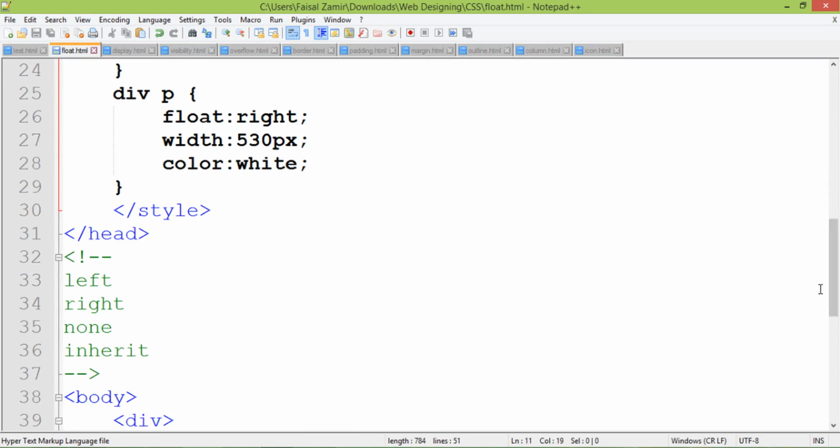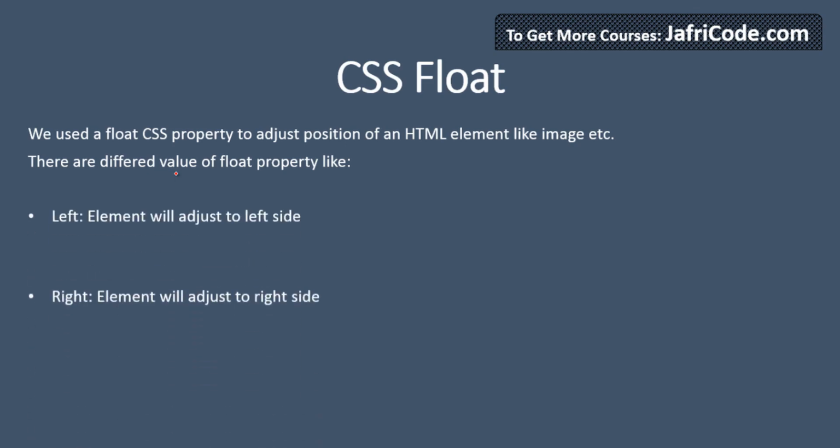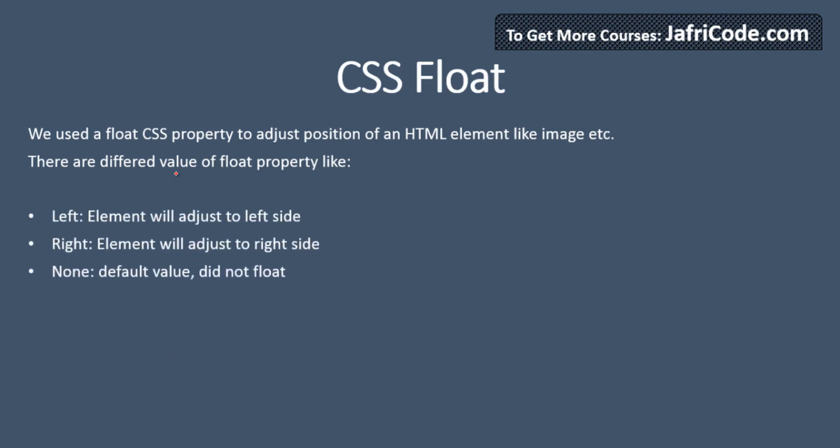So in the next class we will discuss more about CSS properties, and we go to the slide, and I share some theoretical concepts about the float property. The float property we use to float a CSS element to adjust the position of any HTML element like an image. There are different values of the float property like left, right, and none. None is the default value. If you do not want to use the float property, inherit gets the float value of its parent element.